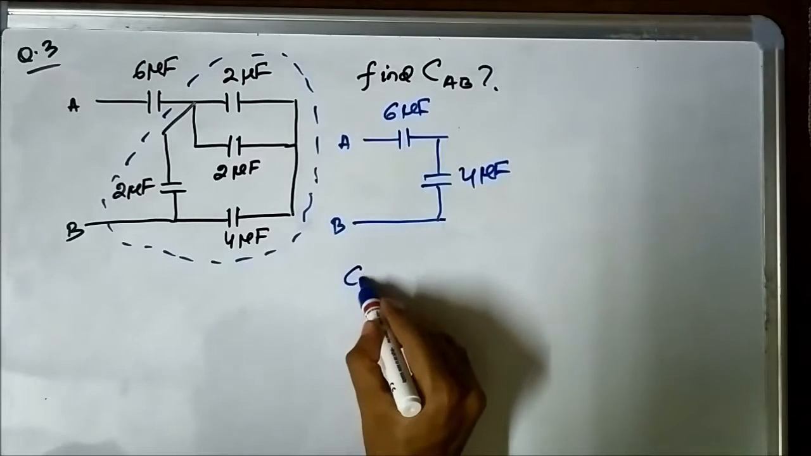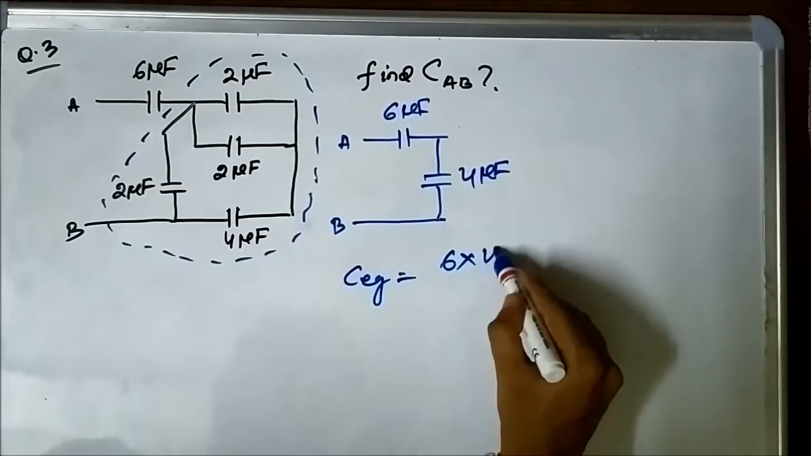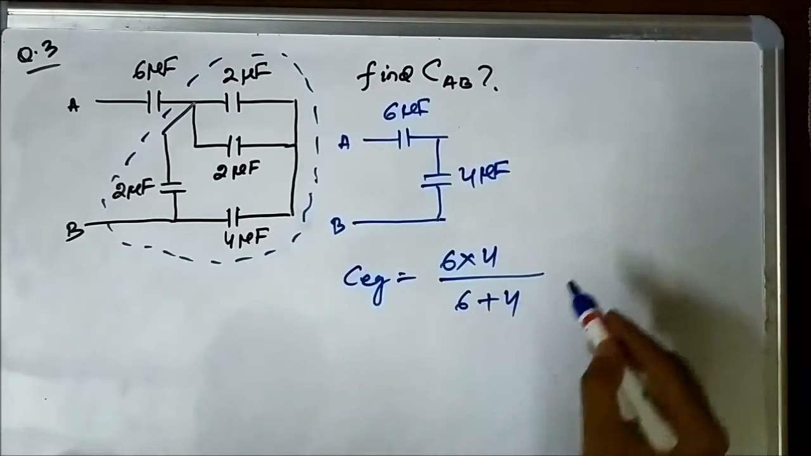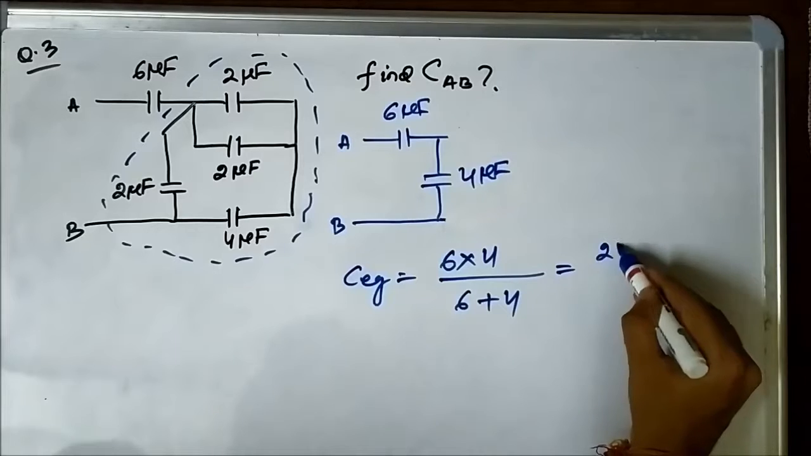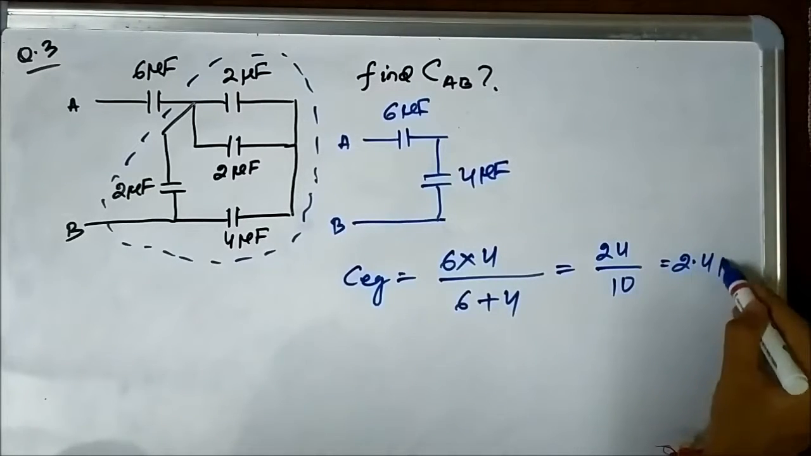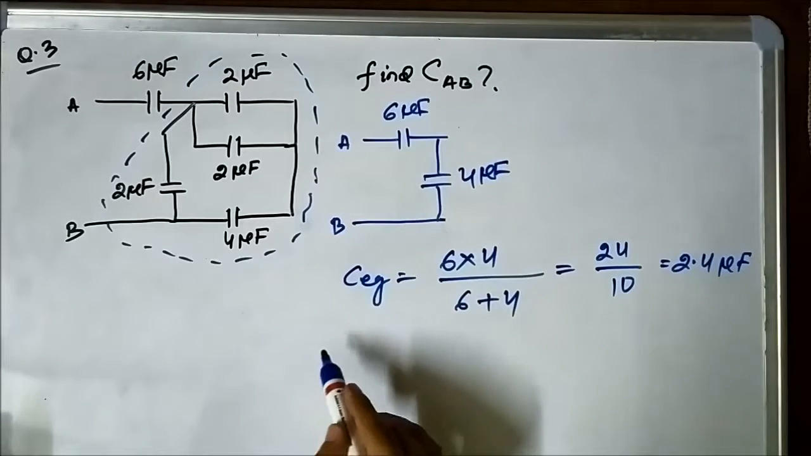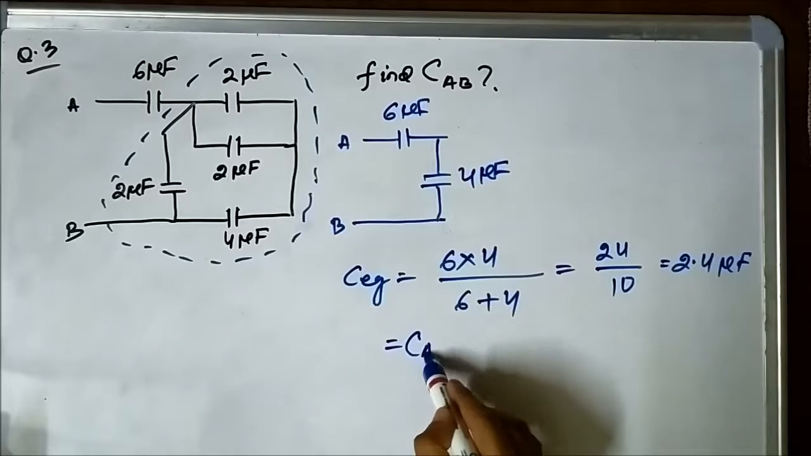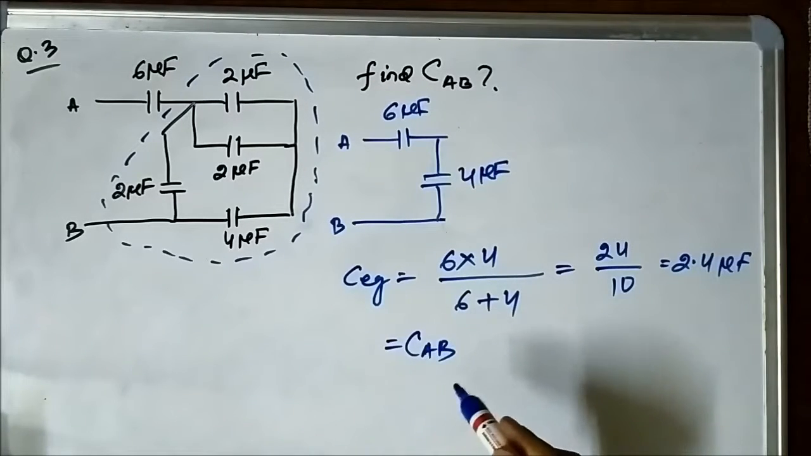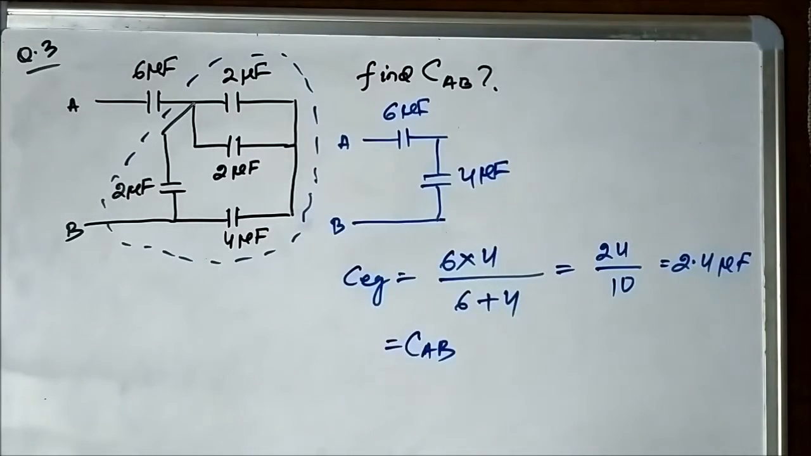So the total capacitance across the points A and B, because they are connected in series, is given by 6 into 4 by 6 plus 4, equal to 24 by 10, equal to 2.4 microfarad. So the total capacitance C AB is 2.4 microfarad, the total capacitance across the points A and B.